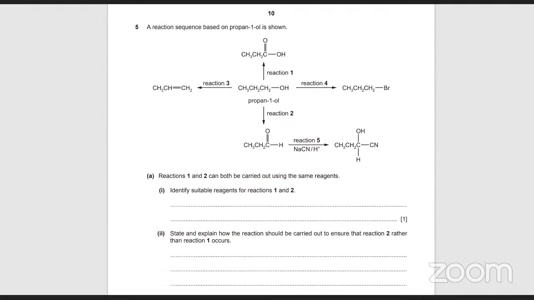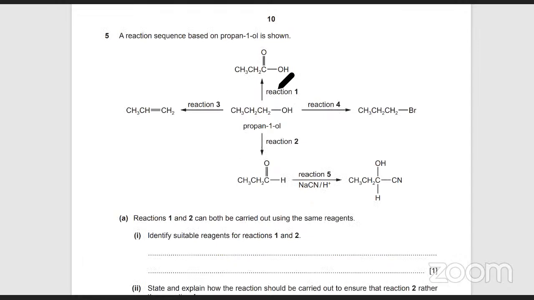So, next part. You've got this question: identify the suitable reagents for reactions 1 and 2. What is happening in reaction number 1? A primary alcohol turning into a carboxylic acid. So that's oxidation. The reagent is acidified KMnO4, or K2Cr2O7, acidified, and reflux.